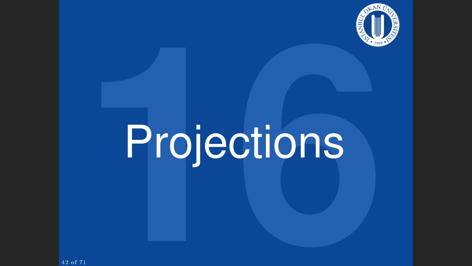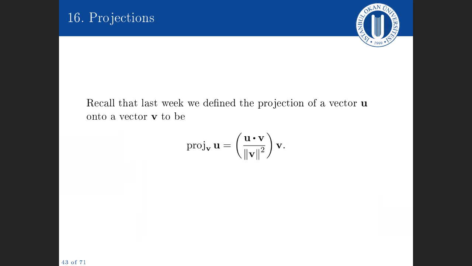And now let's continue. Chapter 16 is about projections. We've already talked about the projection of a vector onto a vector, but we can do more projections. Last week, we defined the projection of a vector u onto a vector v to be u dot v divided by norm of v squared multiplied by v.